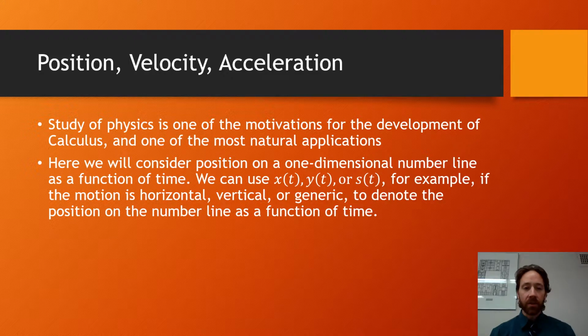We're going to consider a position to be on a one-dimensional number line for now. If you want to think about motion in the plane or in 3D space, we'll talk about that in Calc BC or special topics. So right now we'll just have single variable motion, and we can use either x or y or s for the name of the function. And if we use x of t, don't be confused. X is now the dependent variable, and the independent variable t is time.